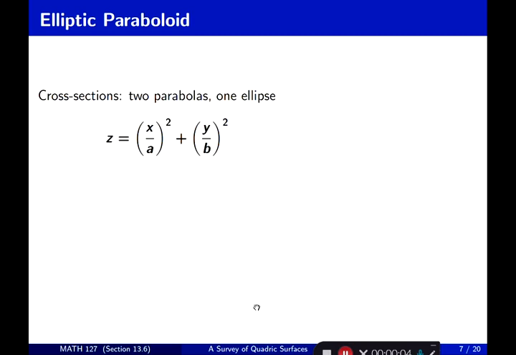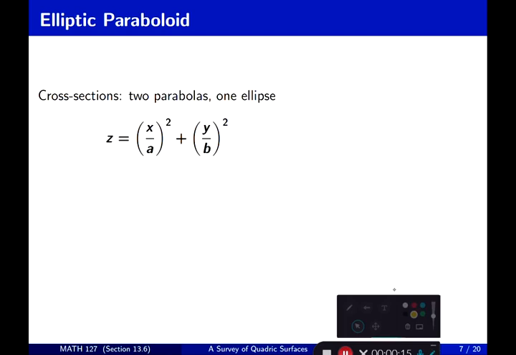We're continuing with section 13.6, a survey of the quadric surfaces, this time the elliptic paraboloid. If you look at this equation, z equals (x/a)^2 plus (y/b)^2, and you intersect it to find the cross sections for z equal to a constant c. Can c be less than 0?